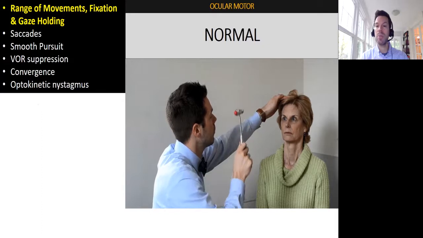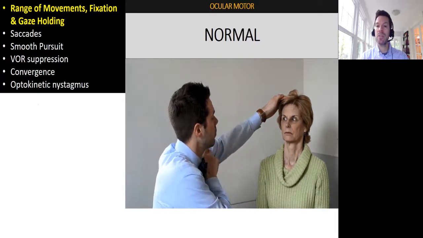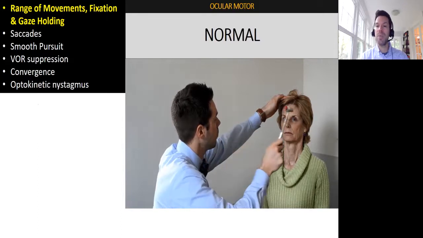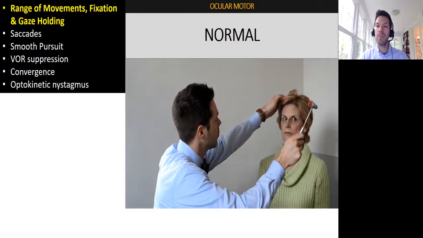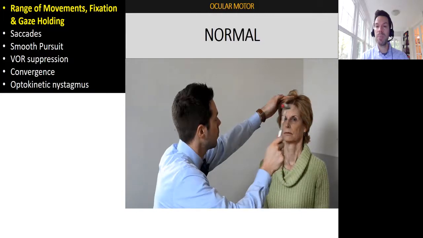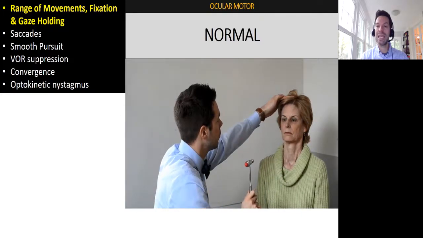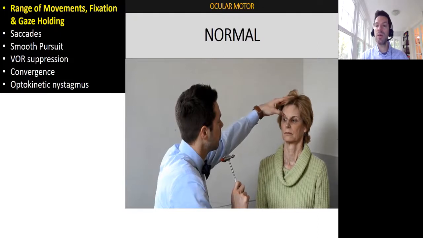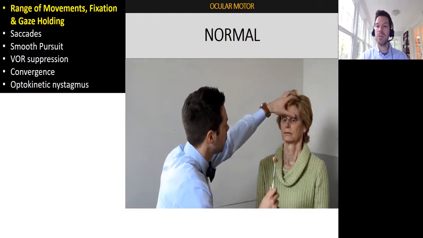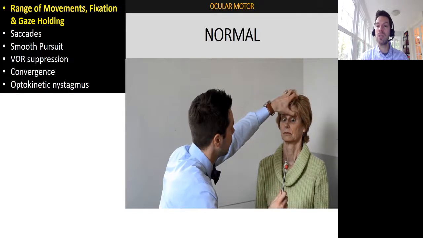You want to make sure that the patient is looking straight ahead at a target, the eyes aren't moving, the patient can maintain fixation, the eyes are nice and quiet. You want to have the patient look up and down and left and right as far as they can to make sure that the eyes are moving normally. While they're in that eccentric position, you want to see if there's any gaze evoked nystagmus.